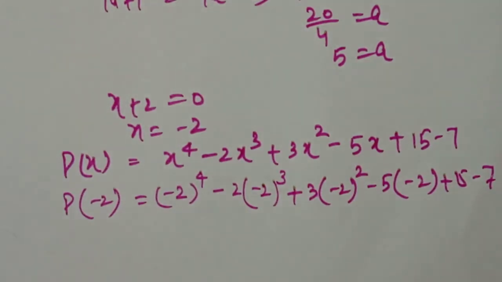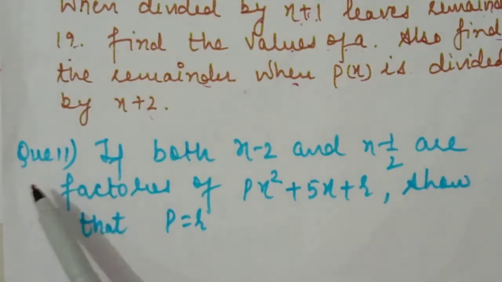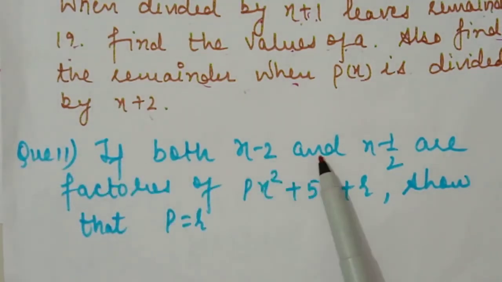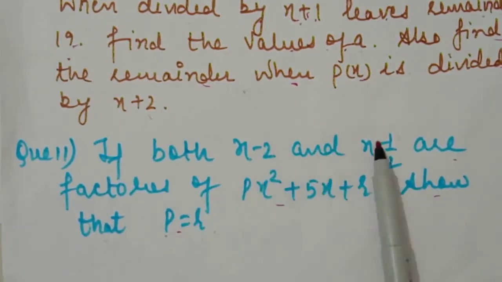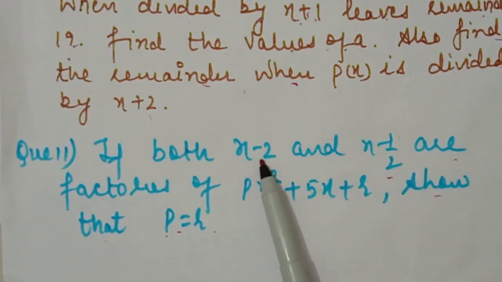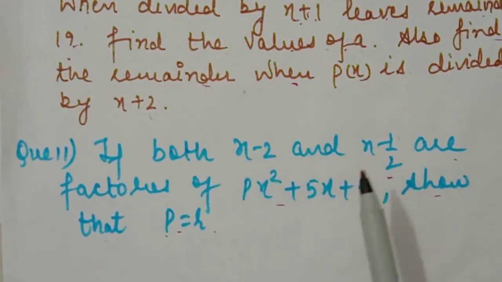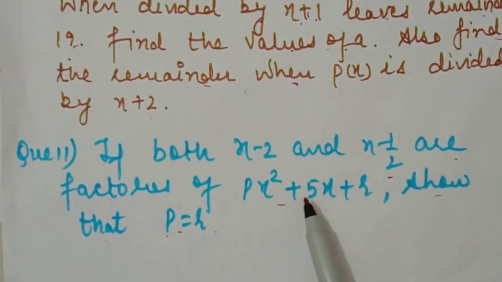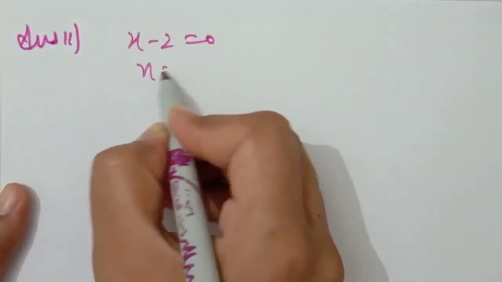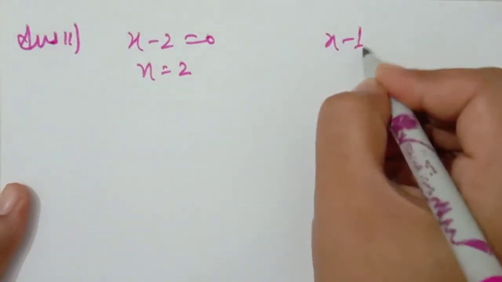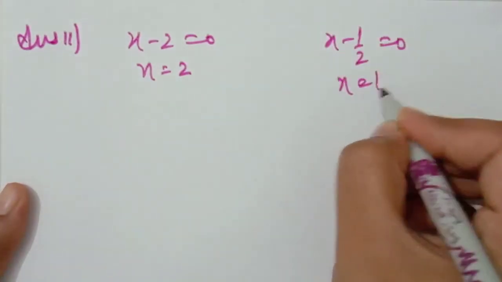Now the next question, question number 11: if both x minus 2 and x minus half are factors of this given polynomial, show that p is equal to r. If these two are factors of this, then if we take the value of the variable from here as well as from here and put it in this polynomial, the remainder should be equal to 0. Answer number 11. The first factor is this, so the value of x is this. The second factor is this, so the value of the variable is this.